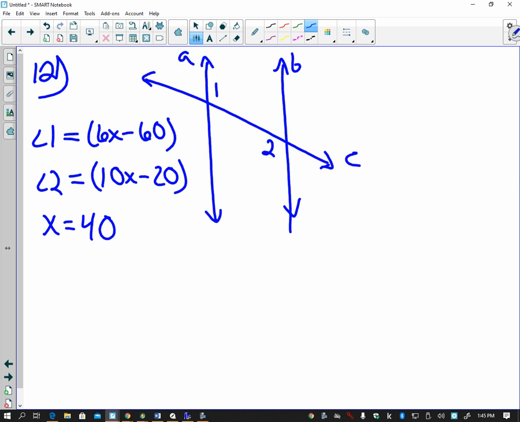Okay, plug x in. So 6 times 40 minus 60. These are probably numbers that don't actually work. 6 times 40 is what? 240, minus 60. So that doesn't actually work, but let's just play with it for now. It'd be a straight line if it was 180 degrees. But what's 10 times 40? 400, minus 20, 380. So it doesn't actually work.